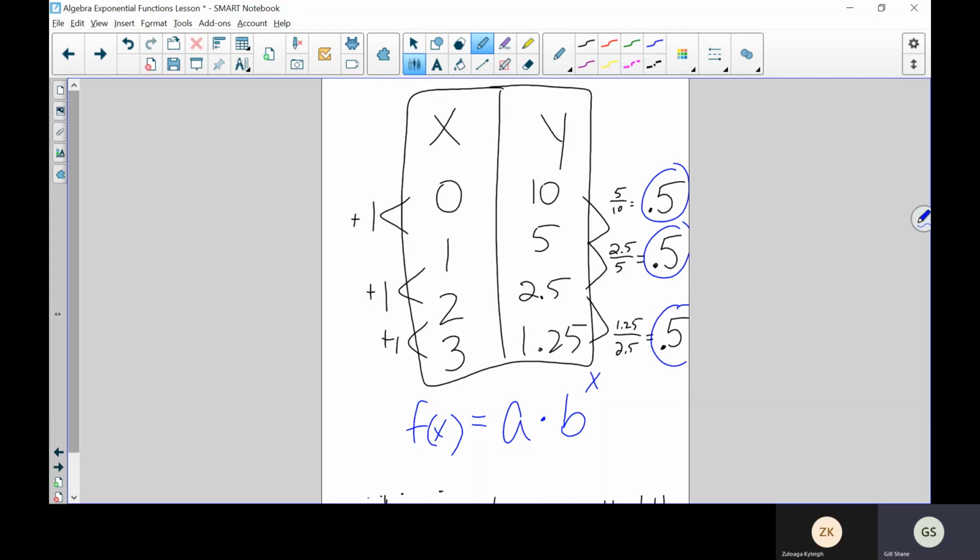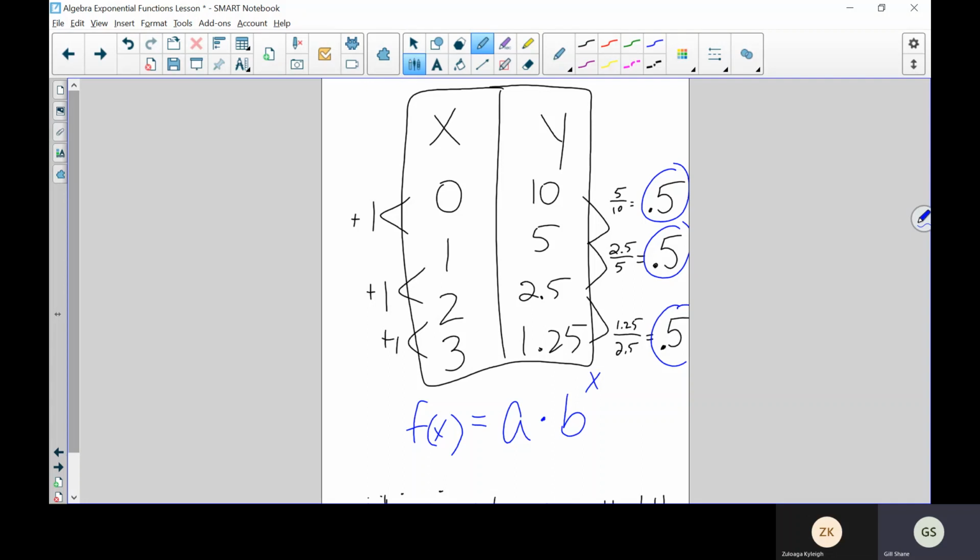A is what? How'd you get 10? What's the definition of a? Look at your definition, or you should have written down what a stands for. Dude, we didn't write anything like that down. You need to look at your notes. You should have notes right in front of you. It's the y-intercept.